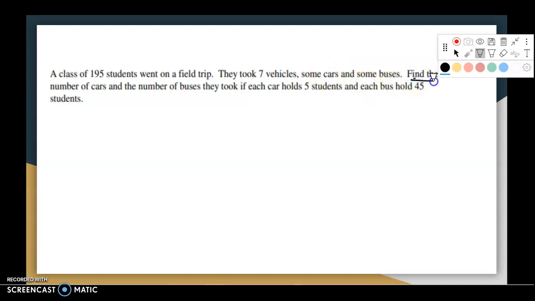What do we want to know? We want to find the number of cars and the number of buses. Okay, so I'm going to say C is the number of cars, and B is the number of buses.